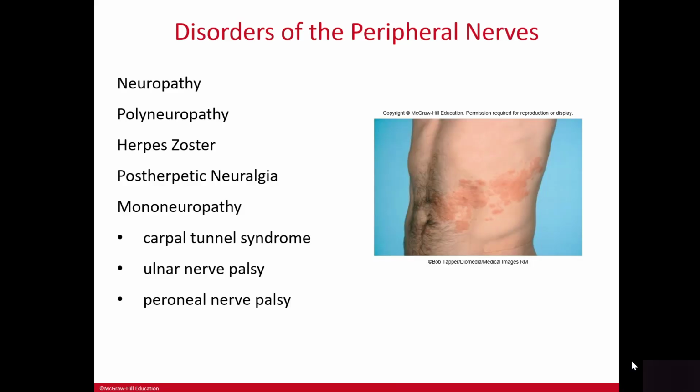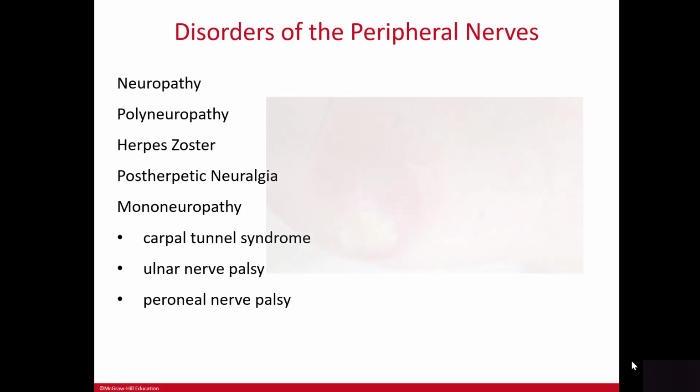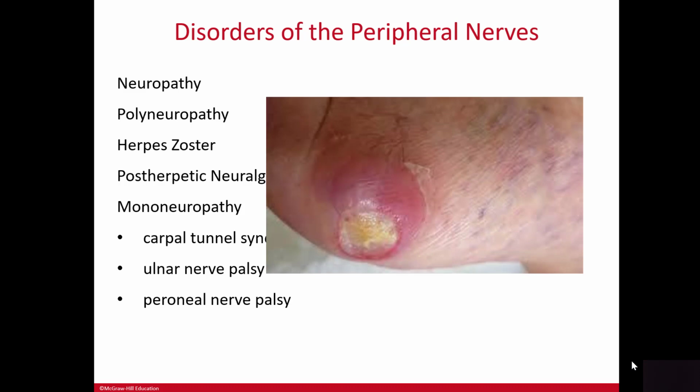For example, in diabetic chronic polyneuropathy, sensation is affected and the person experiences paresthesias or numbness and tingling or burning in their hands and feet. And that numbness or loss of sensation can be problematic because patients can injure a joint and not be aware of it.